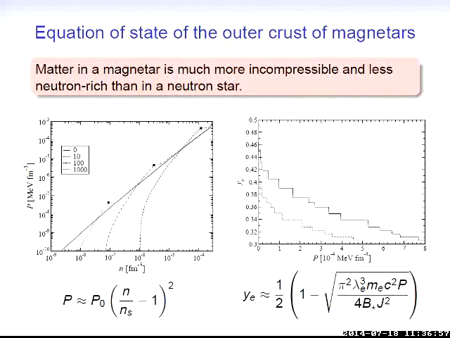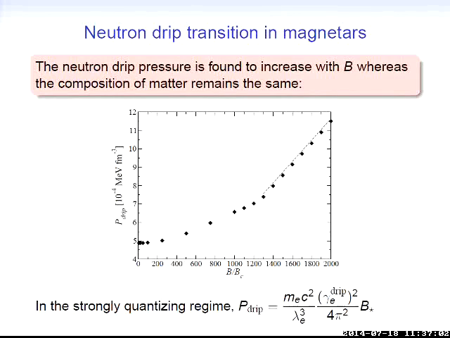Also something funny: when you increase the magnetic field, you also increase the neutron drip density and the neutron drip pressure. So you're pushing the drip transition to higher pressures and densities. For a strong enough magnetic field, there is a simple relation. It varies essentially linearly. But you need to have a very strong magnetic field.